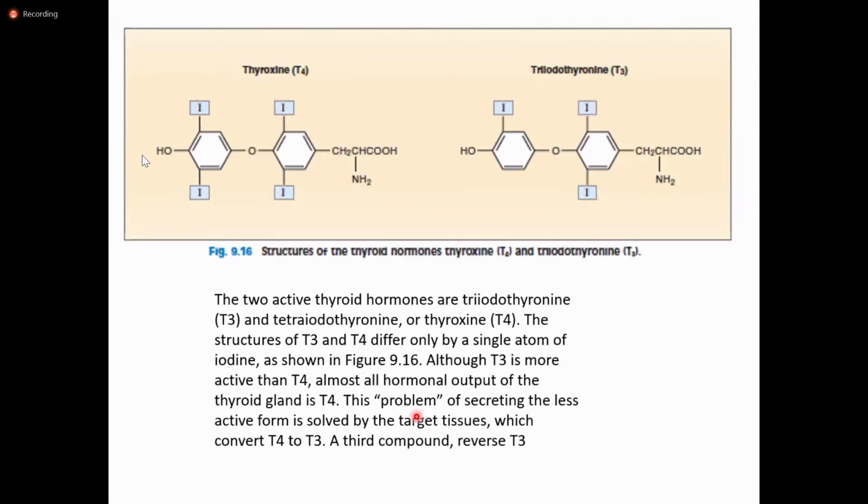There's a third compound called reverse T3, and this reverse T3 is an inactive hormone. Okay, so if you have RT3, this is not an active hormone. Clear? So you have T4 and T3. Major output is T4, but the target tissues can convert T4 into T3 by an enzyme called 5' deiodinase. There is another type of hormone called reverse T3, and this reverse T3 is an inactive compound. It is not an active thyroid hormone.